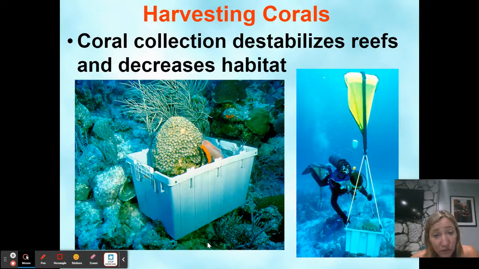We're harvesting coral. It's a real bad time to harvest coral because coral's really sensitive to change, and we're seeing coral get polluted, or the temperature changes, and we're seeing them kind of die off. So even collecting them, because people like to have coral in their house, they think it's cool in their bathroom or whatever, it destabilizes the reef and decreases habitat for other species.